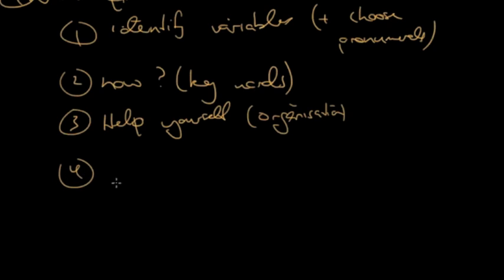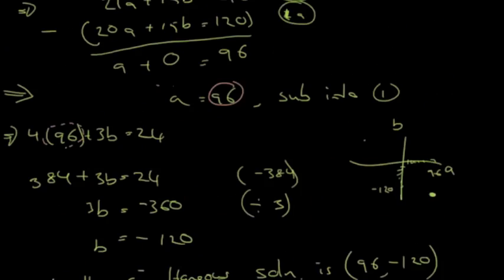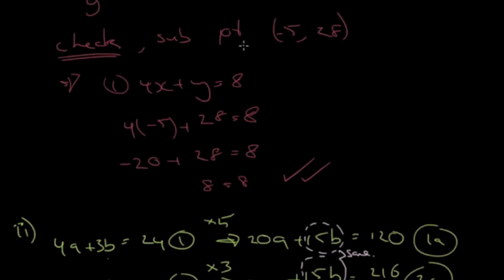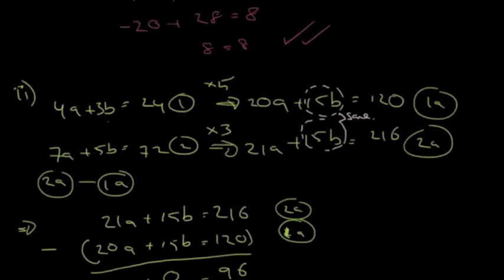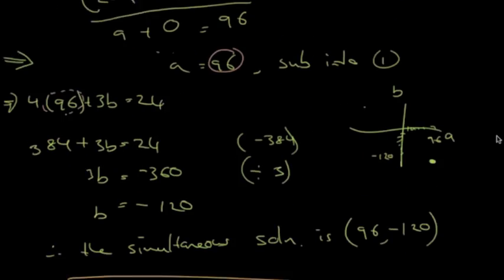4 is calculate, and 5 is check. And so we showed a really good check here where we just kind of checked by subbing our point back into the equation. And again, we could have done that with the simultaneous option as well.